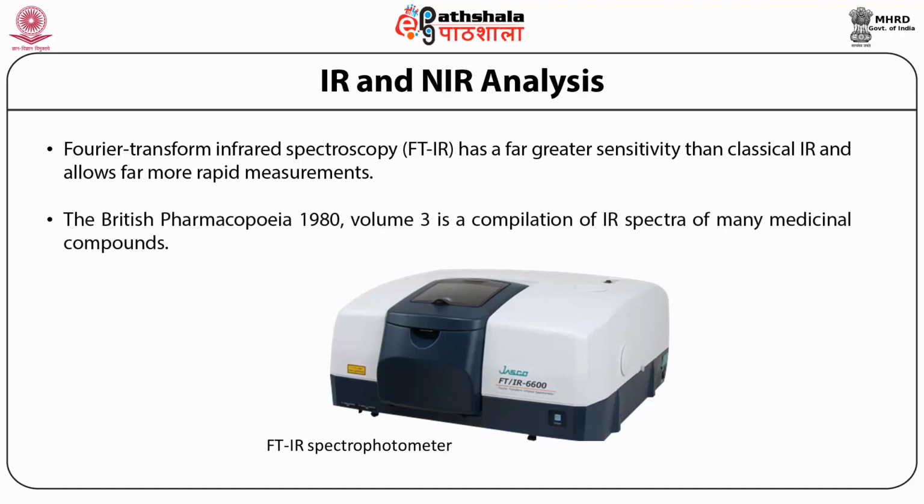The British Pharmacopoeia 1980 volume 3 consists of a compilation of IR spectra for many medicinal products, including synthetic as well as natural products. So this compilation is very significant with respect to working with these substances. This is a depository which every student should visit and check, so that any sample that you have for your research purposes can be identified by comparing the IR that we get for our samples with these spectra given in volume 3 British Pharmacopoeia 1980.